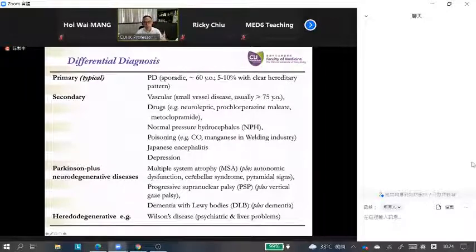So if you encounter the first case, you should ask about different things. Is the patient on neuroleptics or anti-dizzy and anti-nausea drugs? Does the patient have postural dizziness, a drop in blood pressure? And you check the patient's gaze. You should also do a cognitive assessment. Okay, so these are the few things.